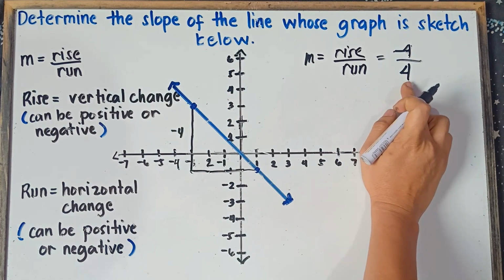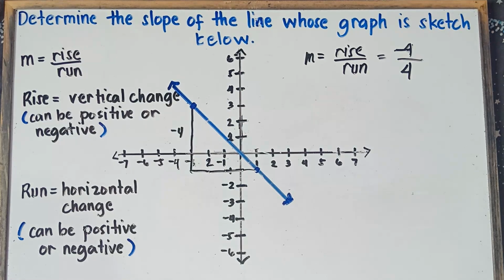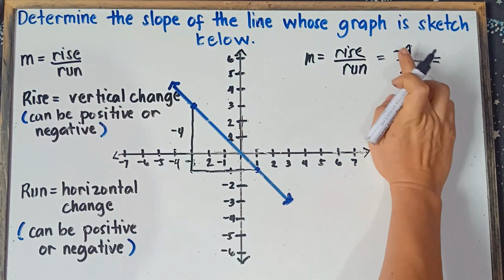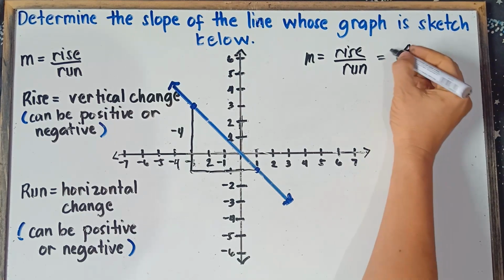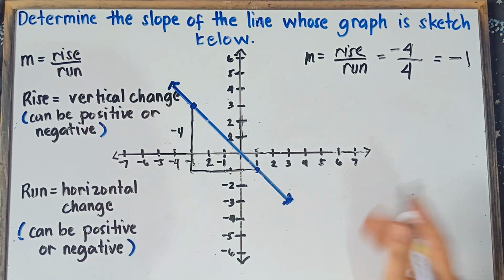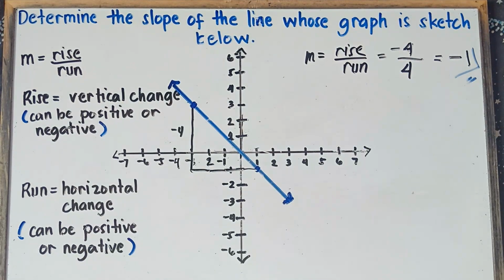Now, question class, can we divide negative 4 by positive 4? Yup, we can divide this one, class. Once again, if you can reduce the slope, you always reduce the slope, or you always divide the slope if you can divide. Can we divide 4 by 4? Yup. So, negative 4 divided by positive 4, negative divided by positive, that would be negative. 4 divided by 4, that would be 1. So, therefore, negative 4 divided by positive 4, that would be negative 1. That's it, class. That's the answer with regards to example number 2. Very easy, right?